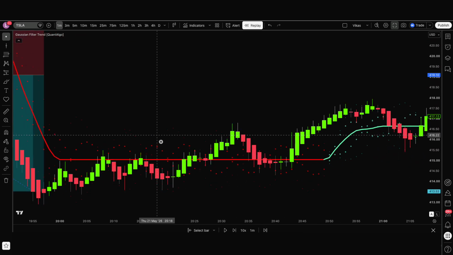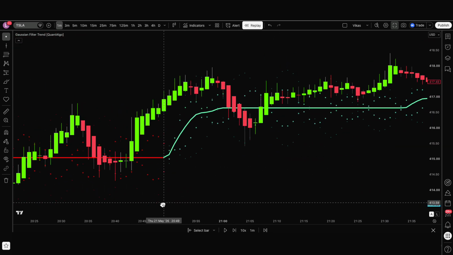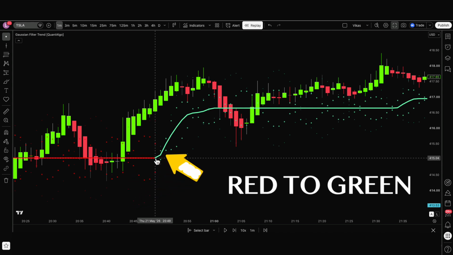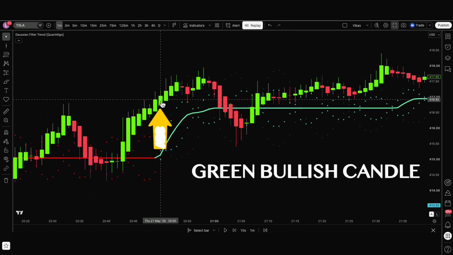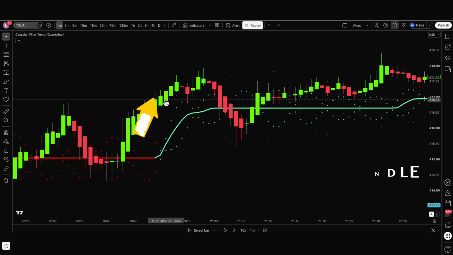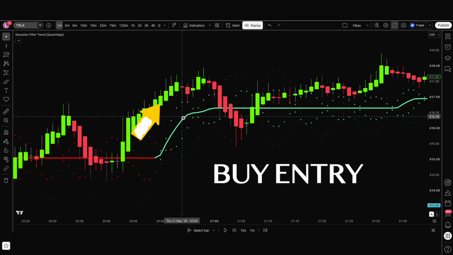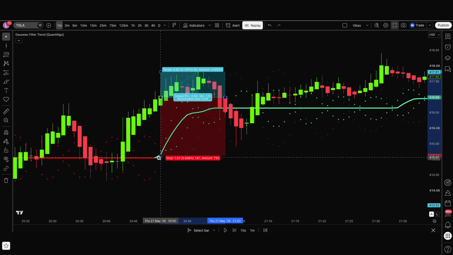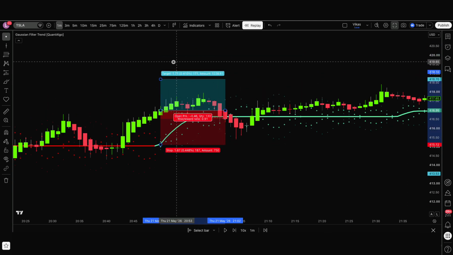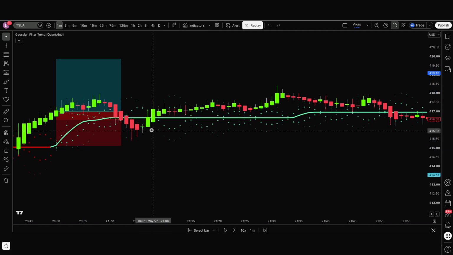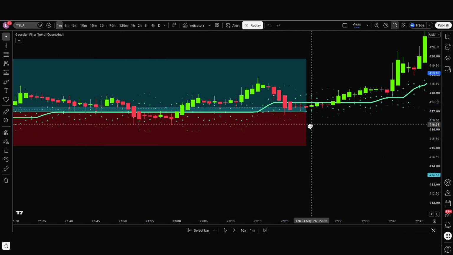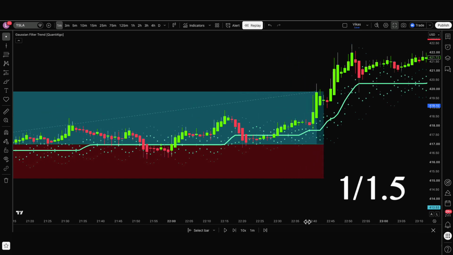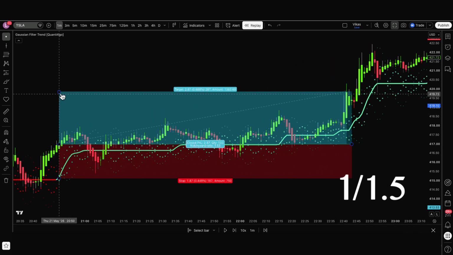Now, let's break down the long position step by step. Here, this line changed color from red to green. Further ahead, we see a green bullish candle. So, we need to take an entry on this green candle. Here are some initial examples that you can easily understand. This trade resulted in a win with a 1 to 1.5 risk-reward ratio.